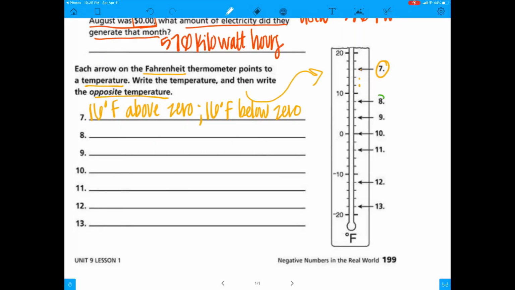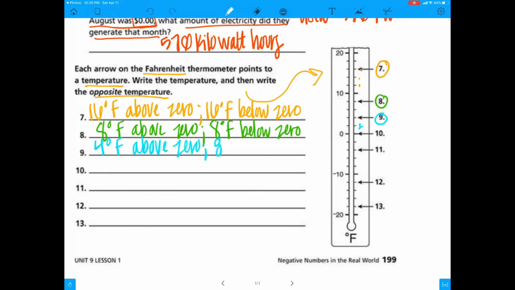If you were to put the opposite as 16 degrees Celsius, unfortunately you would be incorrect, but I like where your thinking is going. Number 8 is 8 degrees Fahrenheit above 0, and then 8 degrees Fahrenheit below 0 would be the opposite. Number 9, I can count by 2s, so there's 2 and 4. So it's 4 degrees Fahrenheit above 0, and then 4 degrees Fahrenheit below 0 would be the opposite.